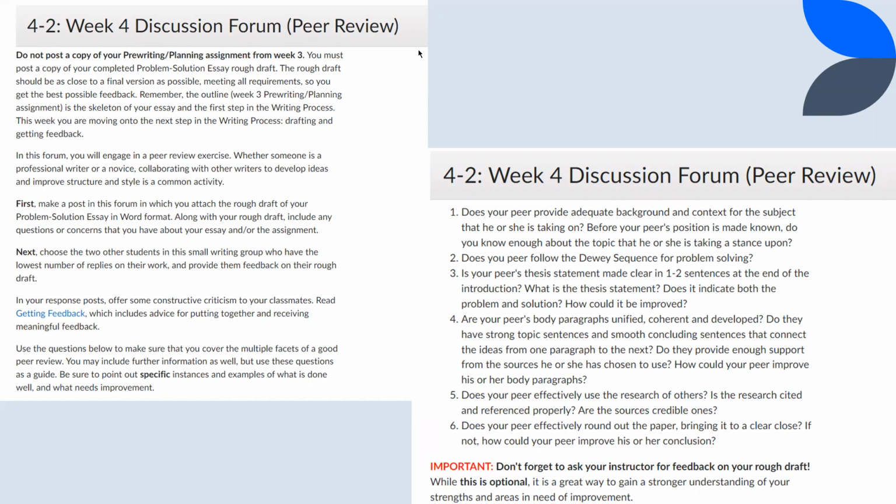There's not a word count for the pre-writing and planning. It's more important that you just include all of the sections and, where it says write a complete sentence, make sure that you do that. But otherwise, there's no word count that you need to meet for the pre-writing and planning.